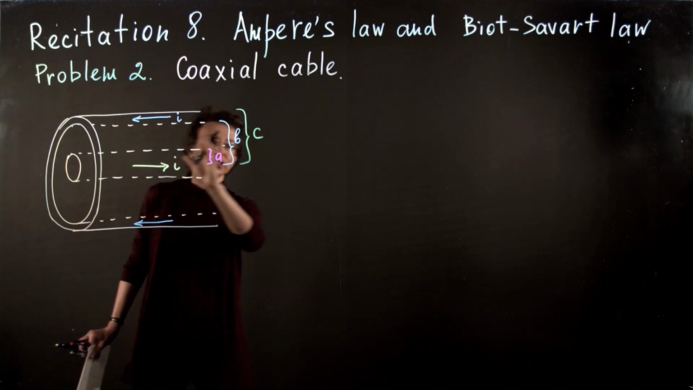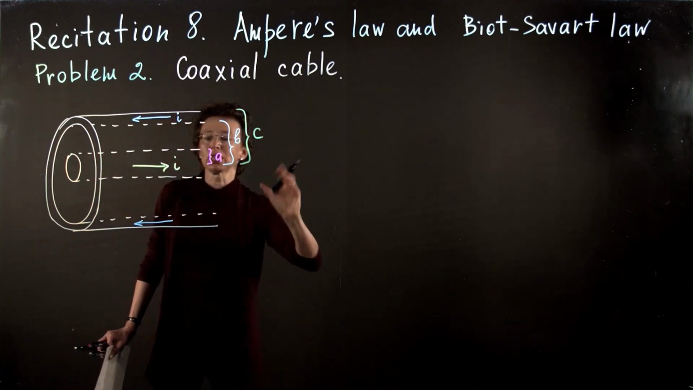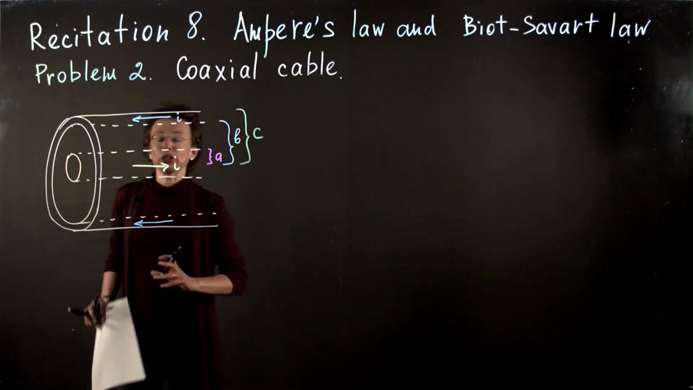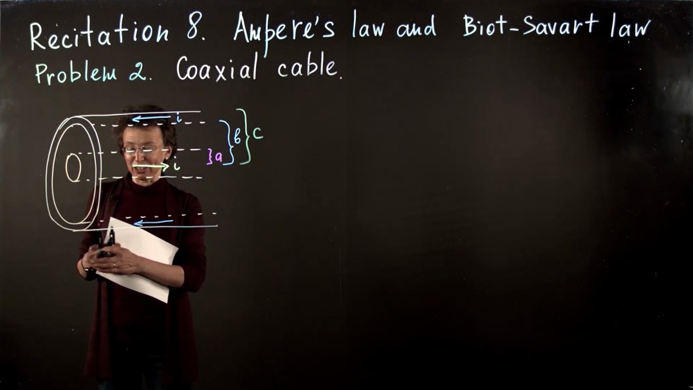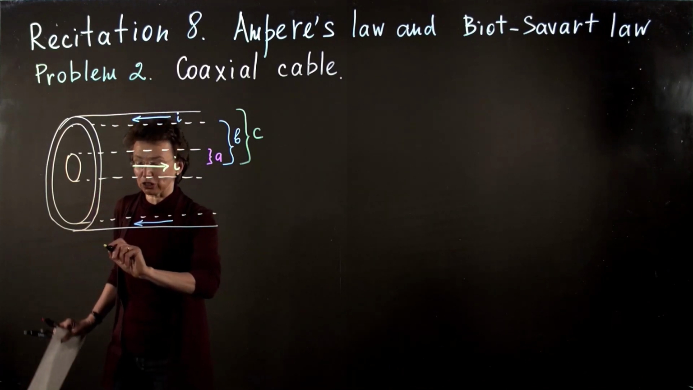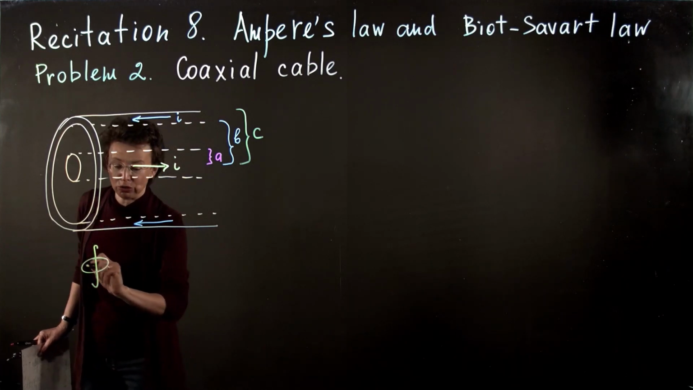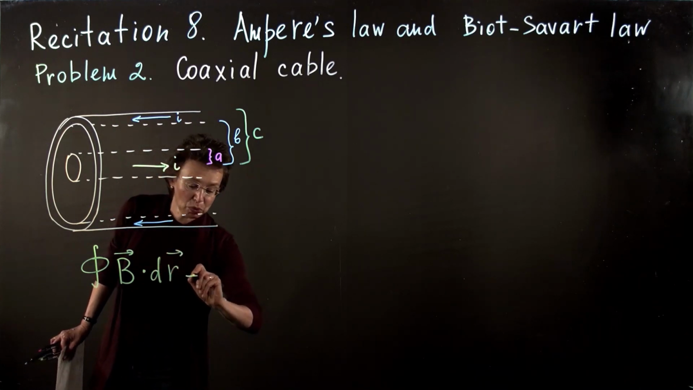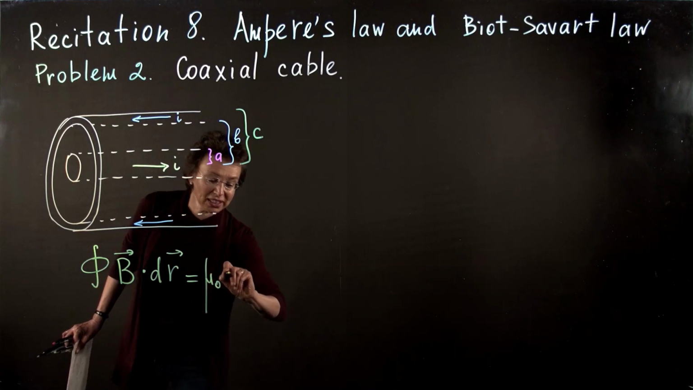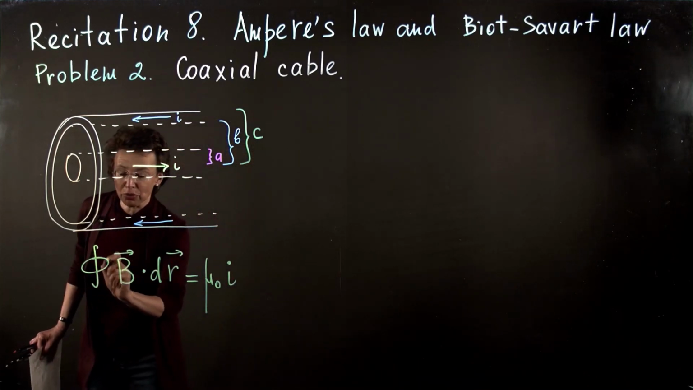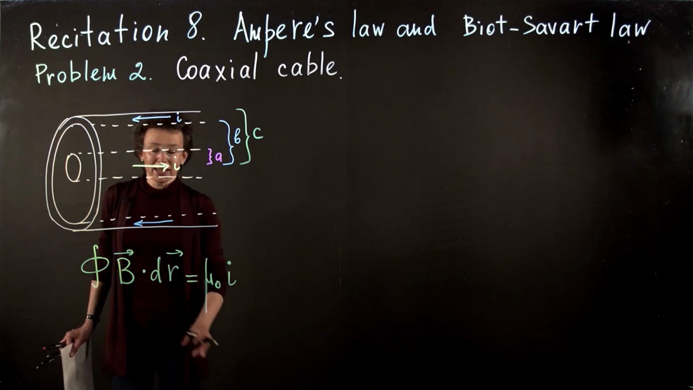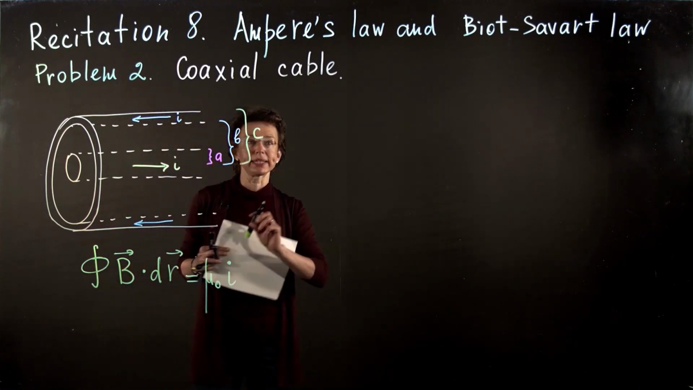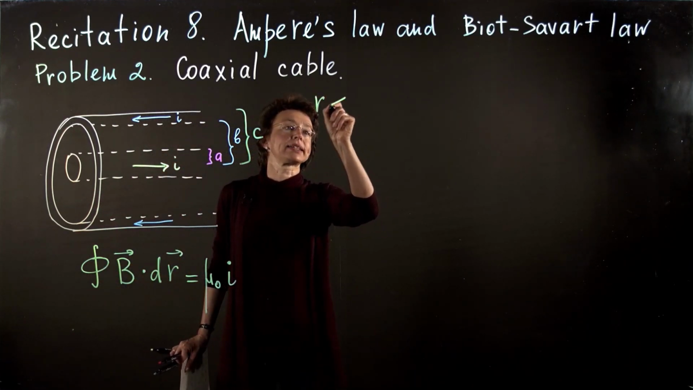And I remind you that this is an infinitely long cable, which means in reality that we will work far from the edges. We will use Ampere's law to find the magnetic field everywhere. And according to Ampere's law, the integral over a closed loop of B dot dr is equal to mu naught, which is a constant, times the current enclosed by this loop. Well, obviously we have different regions here, and the first region that we will consider will be r less than a.